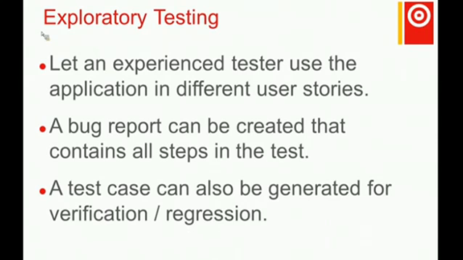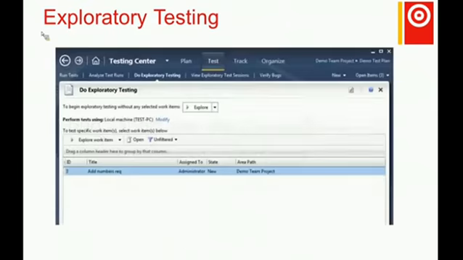So it gets around all of the common drawbacks of exploratory testing by automatically doing a recording and producing a bug report and producing a test case for your verification. Here's what it looks like. You simply go into the test area and do exploratory testing, and then you simply hit the Explore button, or you can do exploratory testing against a particular requirement, or you can just jump in and start doing exploratory testing and see if you can spot any bugs in the system as you improvise and use the system.